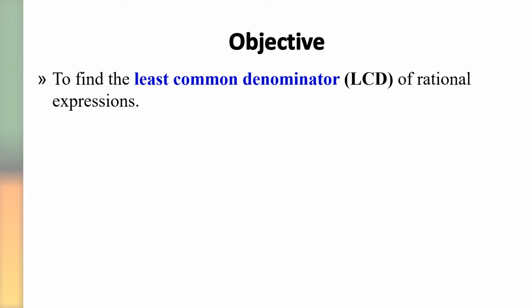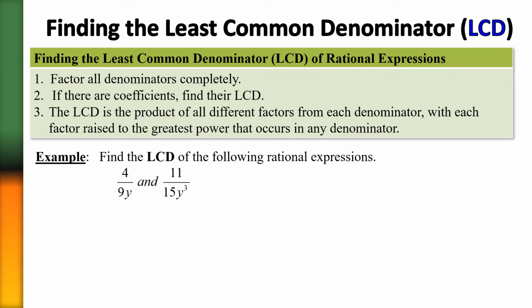In this lesson, we will find the least common denominator of rational expressions. Finding the least common denominator, also known as the LCD. So here are the steps. Step 1, factor all denominators completely.